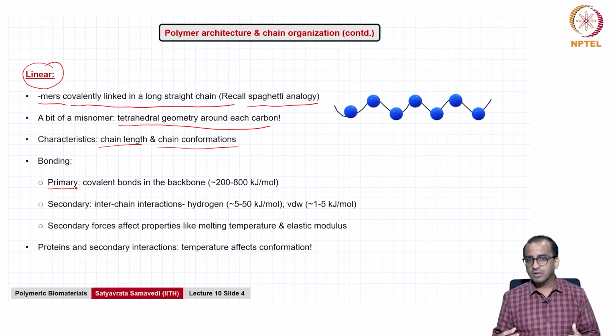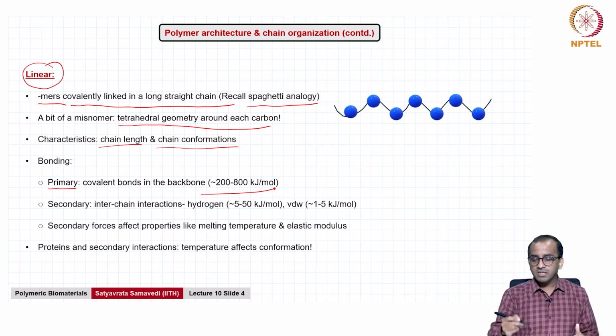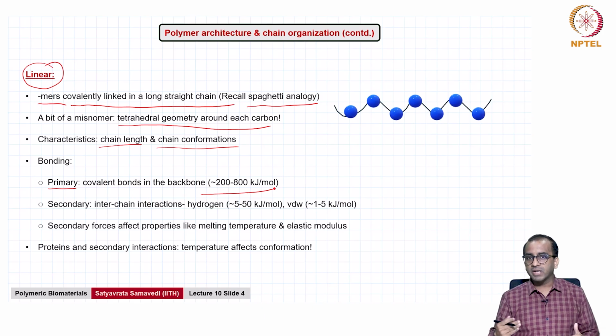You can have what are called primary bonds, which would be the covalent bonds. And if you remember, in configuration we said polymer configuration cannot be changed without breaking primary bonds. Now, the energy associated with such bonds should tell you why that is true, right? So, these would be the covalent bonds that are used to connect the mers along the backbone.